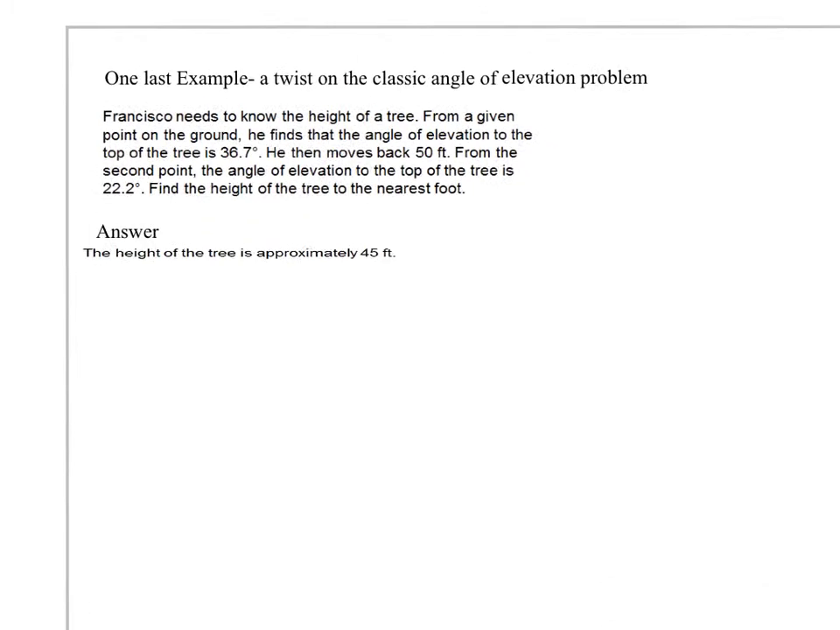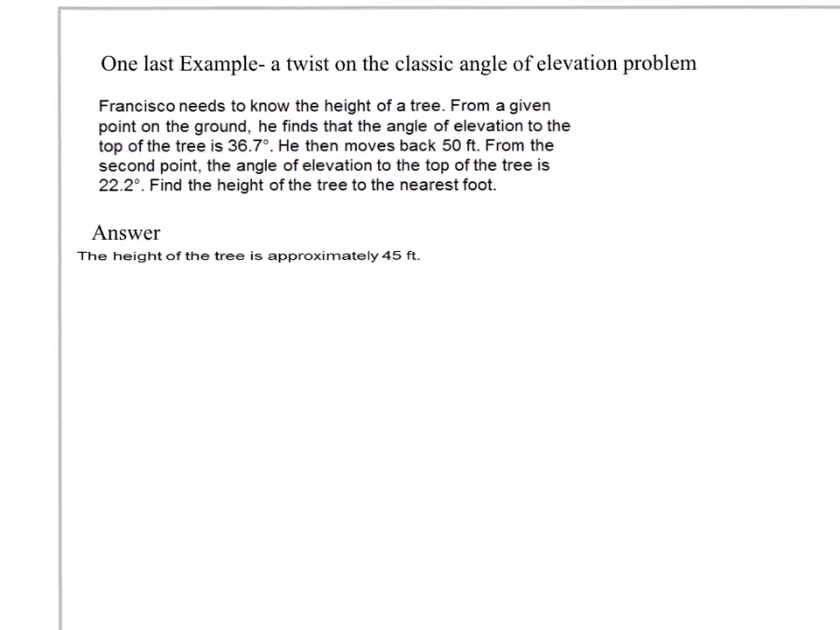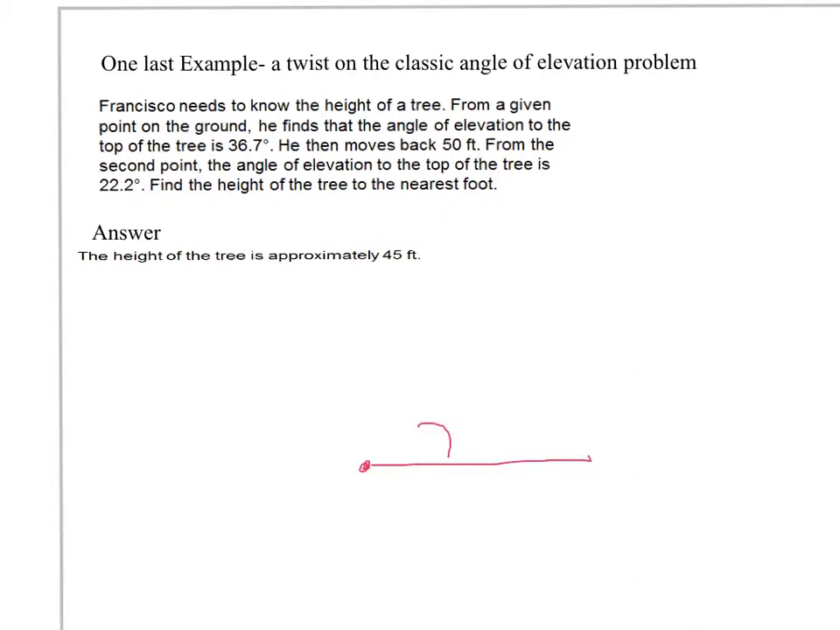Okay, and one last example for us today, a twist on the classic angle of elevation problems that we did last class. I'll read it to you first. Francisco needs to know the height of a tree, and from a given point on the ground, he finds the angle of elevation to the top of the tree. Now remember, angle of elevation is always from the horizontal. So he finds the angle of elevation to be 36.7 degrees. So I'm just going to write that in there. Okay? And that is to the top of the tree. Love my tree there.